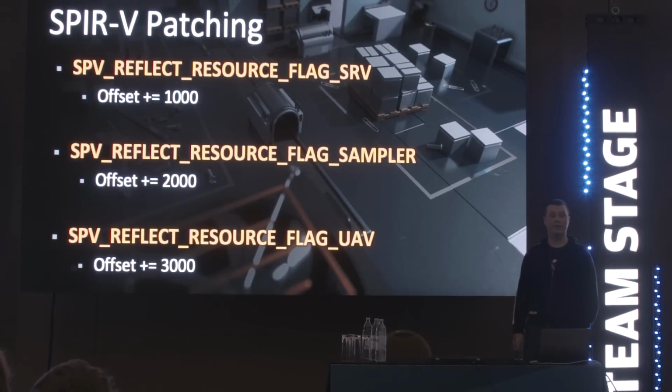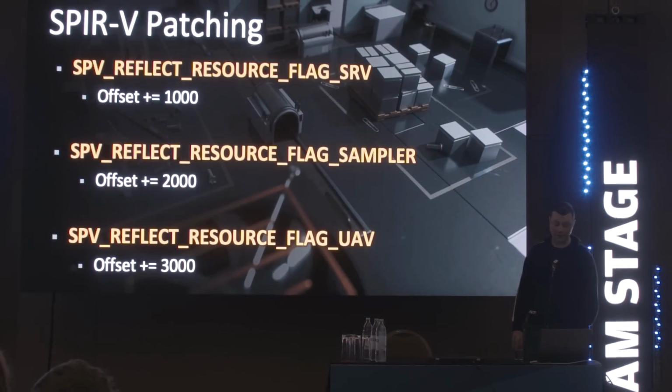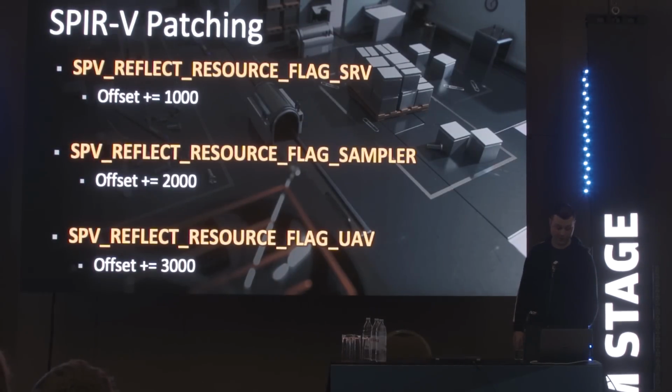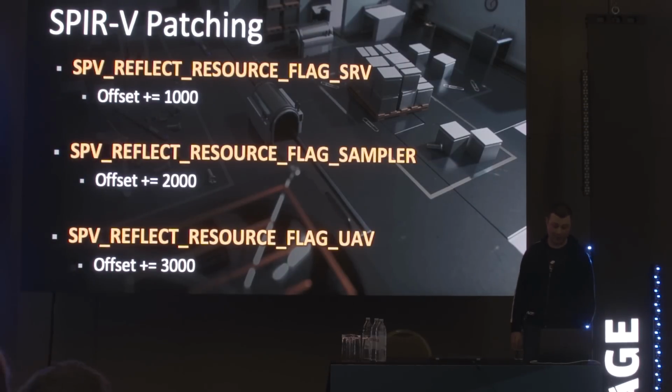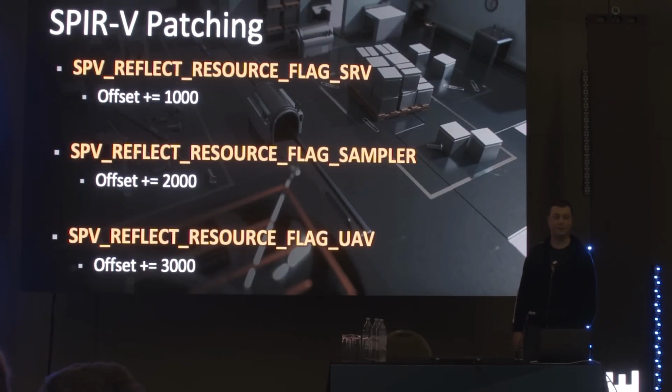SRVs, samplers, and UAVs are simple. These types are uniquely namespaced in DX12, so T0 and S0 wouldn't collide. This is not the case in SPIR-V, so we apply a simple offset to each type to emulate this behavior.